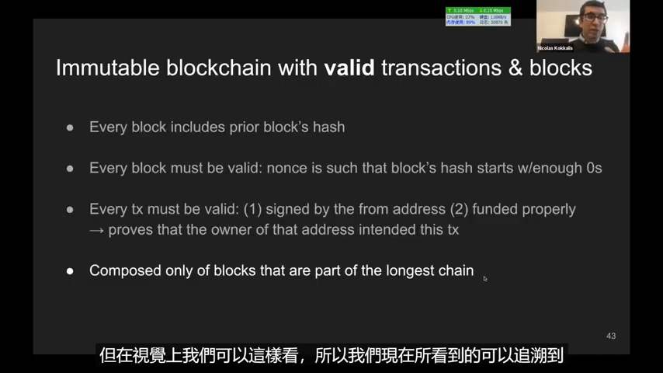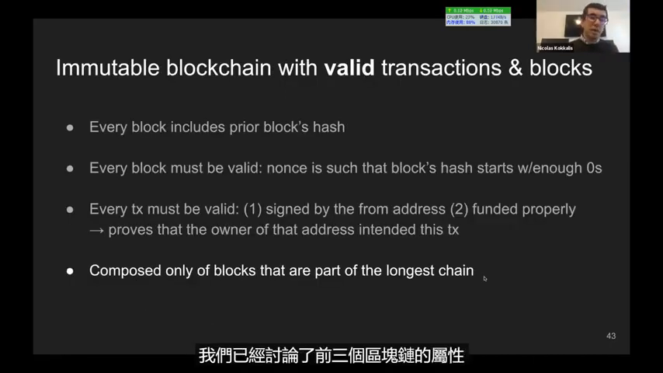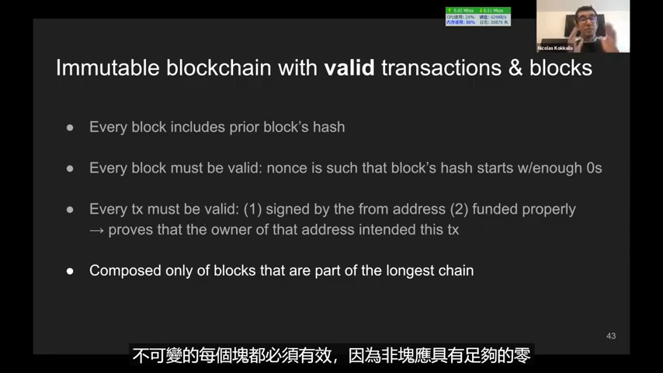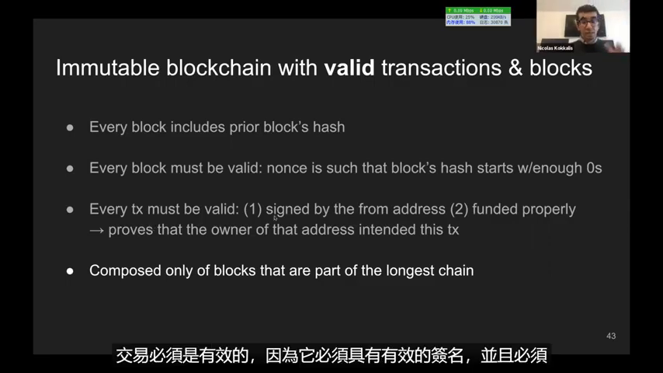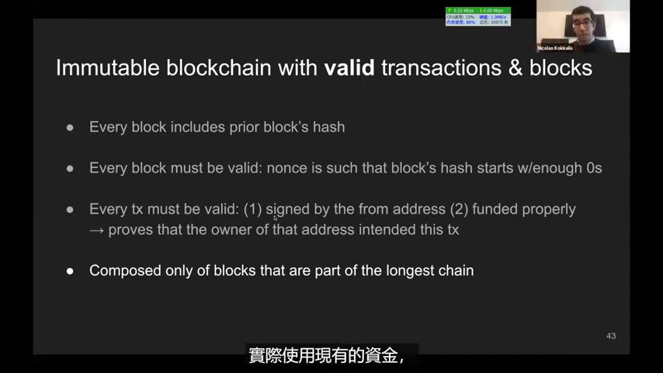That's why it is the heaviest, but visually we can look at it like that. So what we saw now, going back to the properties of our blockchain, we already talked about the first three. Every block includes a prior block's hash, making it immutable. Every block must be valid because the nonce should have enough zeros according to the current state of the blockchain. And every transaction must be valid because it must have a valid signature. It must actually be using funds that exist.